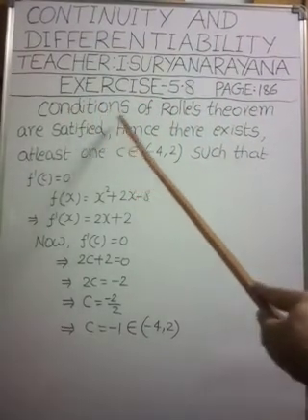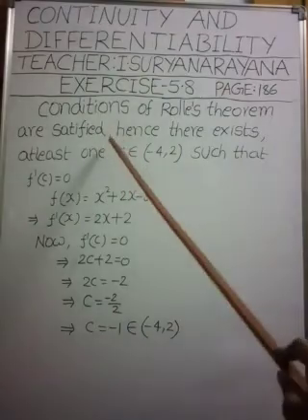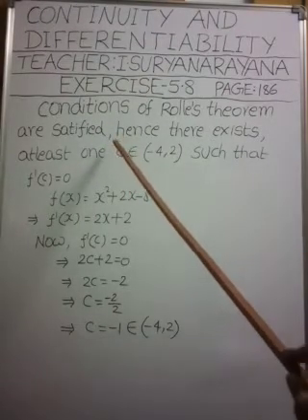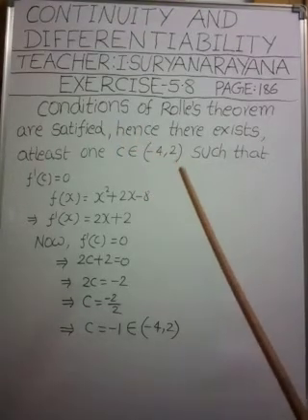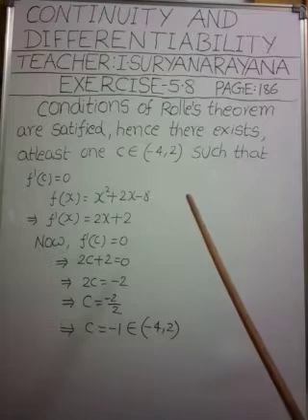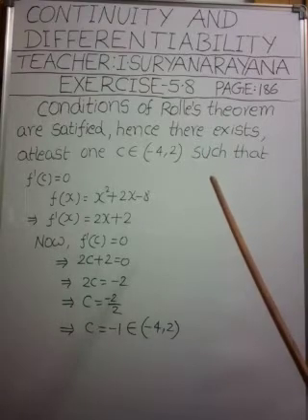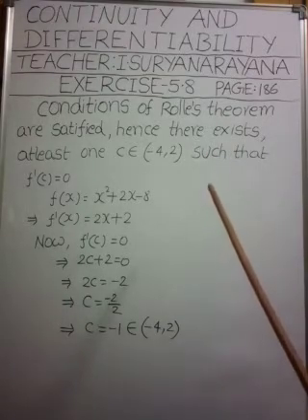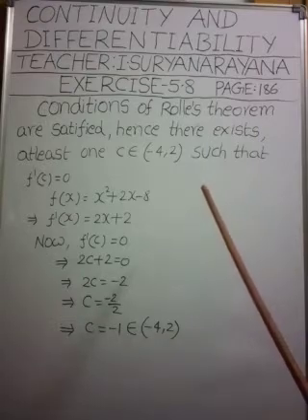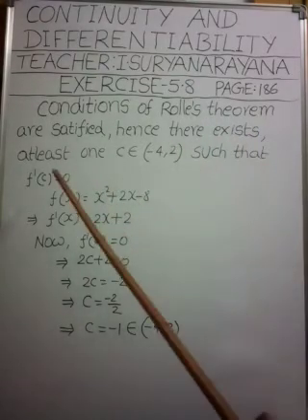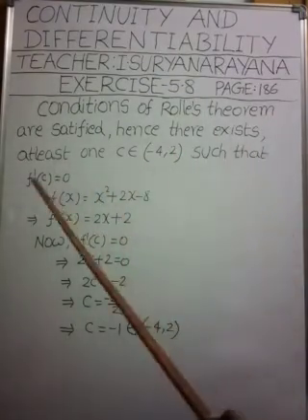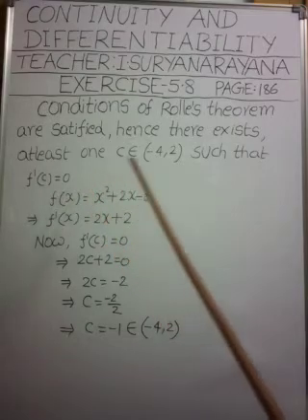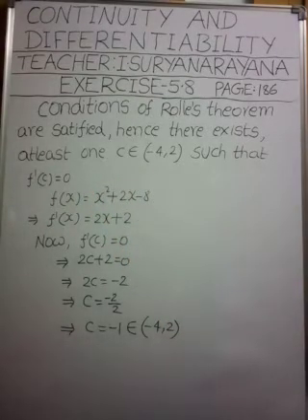So the conditions of Rolle's theorem are satisfied. Understood, my children? We have verified whether the given function satisfies the conditions of Rolle's theorem or not. After that, we have to find c in the interval (-4, 2). Hence there exists at least one c belonging to the open interval (-4, 2) such that f'(c) is equal to 0. So here we are going to find the value of c in this interval.